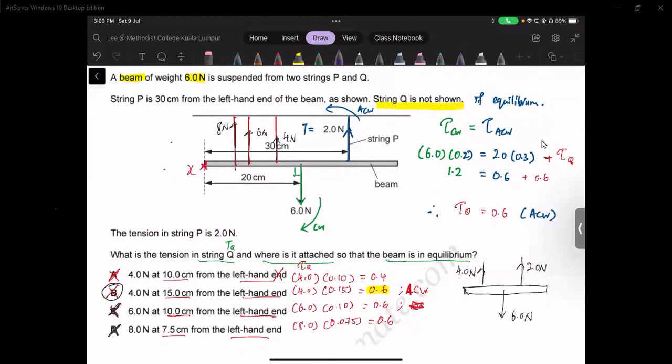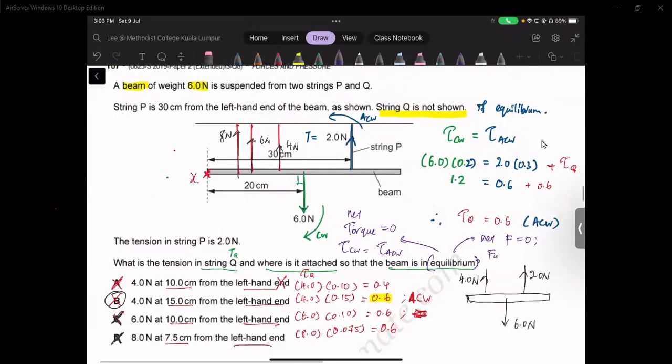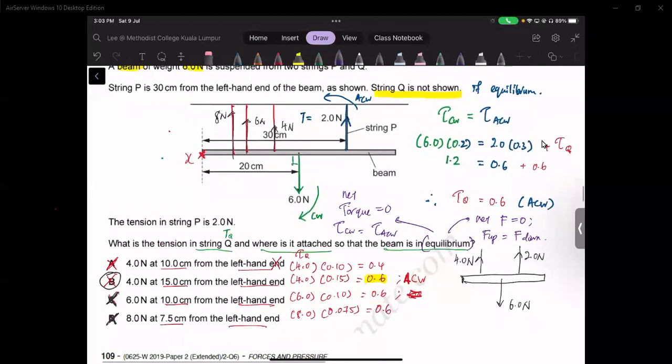Okay. So whenever you see equilibrium, there are two conditions. Number one, net torque is 0, which we are very fast to use. So clockwise is equal to anti-clockwise. And the second one would be net force is 0. Okay, so the upward force is equal to your downward force. Or left is equal to right. But in this case, there's no left and right.